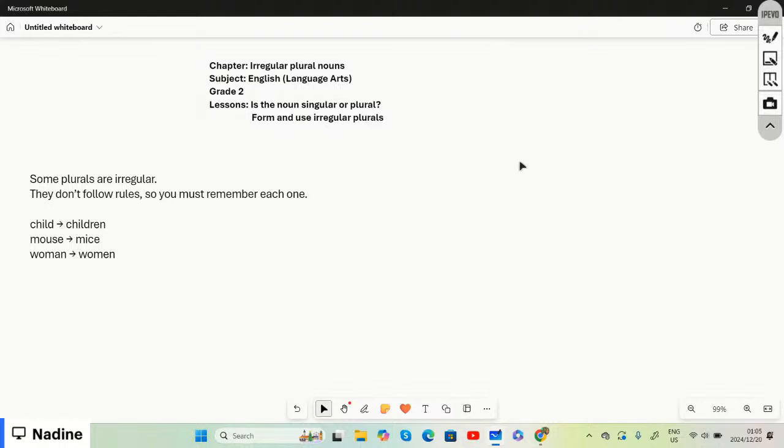All right. So in our previous lesson, we did regular plurals, right? And today we're doing irregular plurals, and we're going to see what the difference is, or how we'll be able to identify the difference between regular plurals and irregular plural nouns.